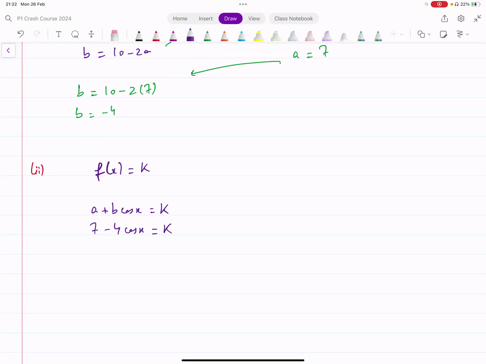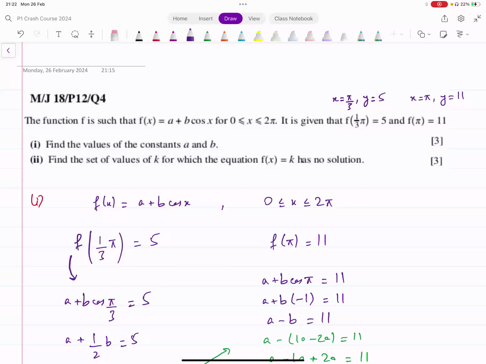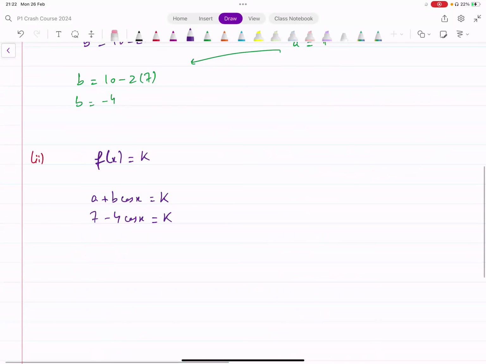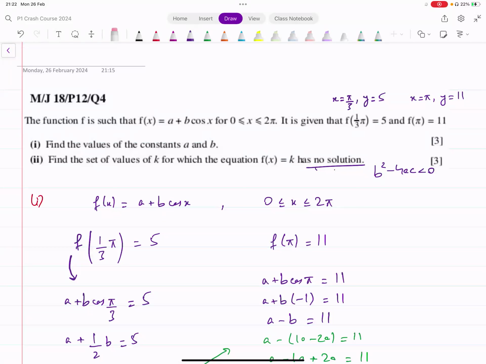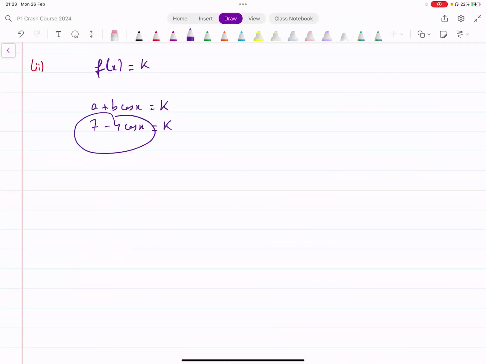How do we think about this? If the function was a quadratic function, then no solution would have meant b square minus 4ac is less than 0, right? But you can't use that here, okay? Because it's not a quadratic function. So please don't do that. You don't even have any b square minus 4ac here. It's a trigonometric function, and we're saying this function should not have any solutions, okay?